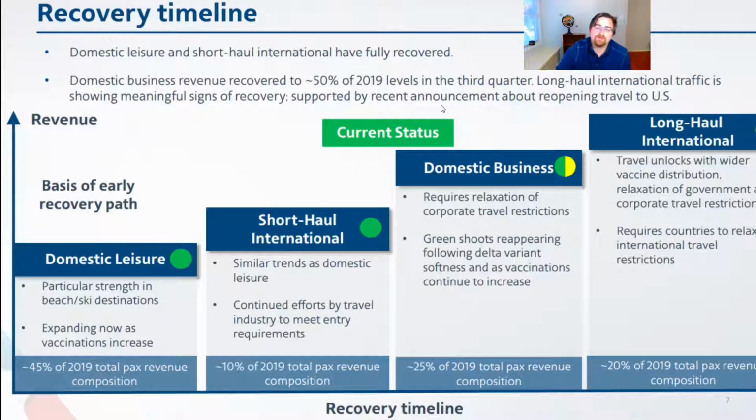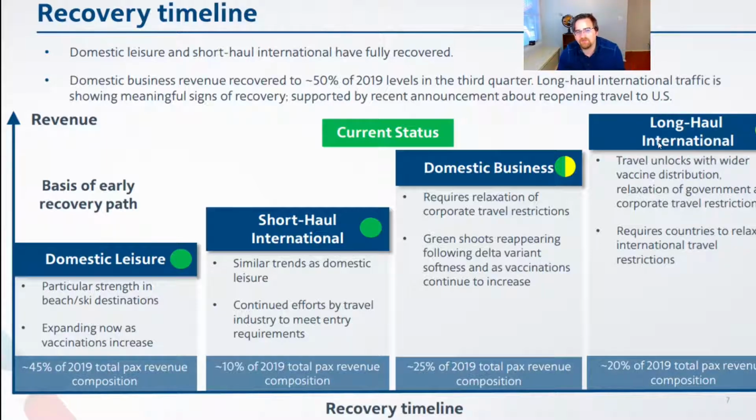All right, now let's look at the recovery timeline as American Airlines stated in their Q3 earnings report. Right now, they're pretty much fully recovered on domestic leisure. Short-haul international is fully recovered. And their domestic business, according to Q3, is about 50% of their 2019 revenue. The whole point of this slide is, if you look down here, 45% of their revenues come from domestic leisure, 10% from short haul, 25% from domestic business, and 20% from long haul international.